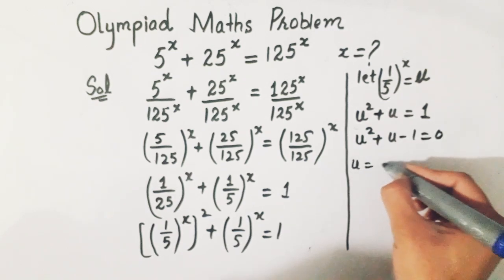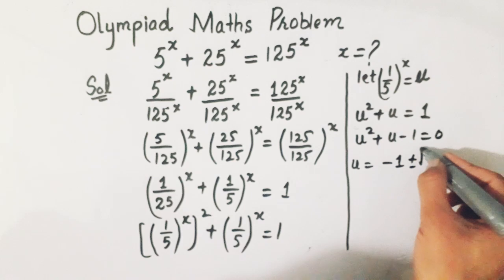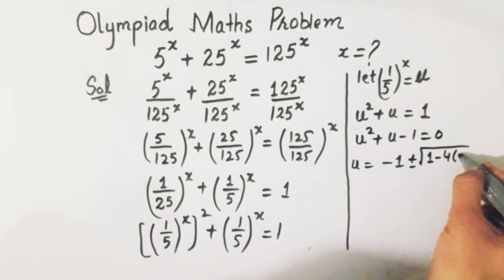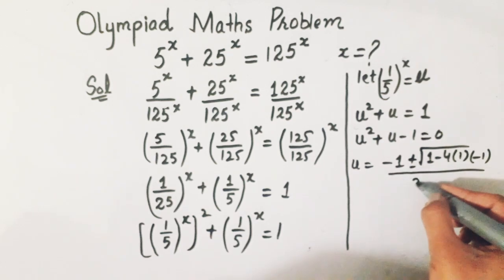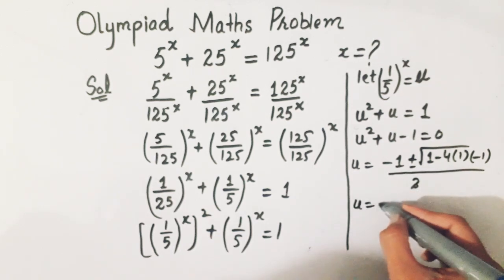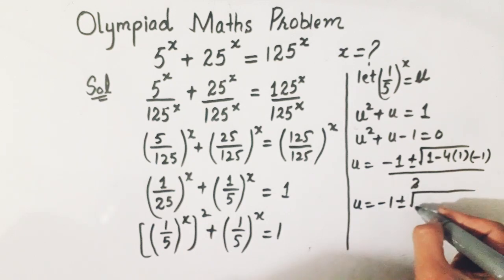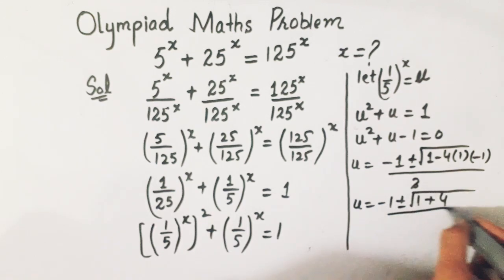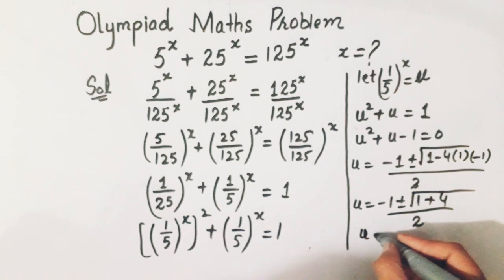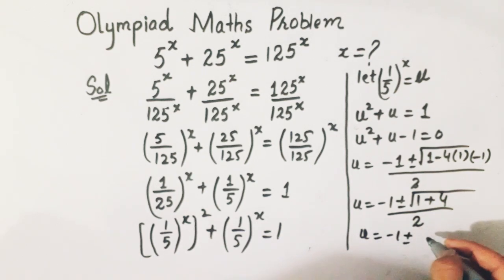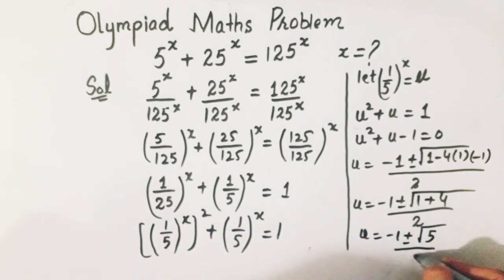Then u equals minus b, means minus 1, plus minus square root of b square, means 1, minus 4 of a and c, is minus 1, and divided by 2. So we get u equals minus 1 plus minus 1 plus 4 divided by 2. So u equals minus 1 plus minus 1 plus 4 is 5 divided by 2. So we have two possibilities for this.